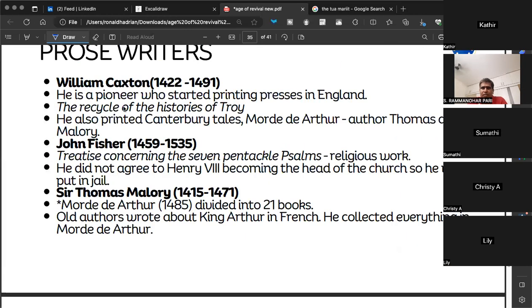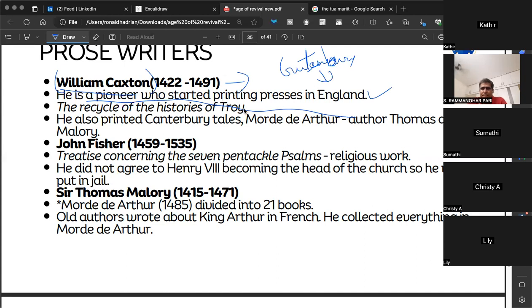William Caxton, prose writers. He's a pioneer who started printing presses in England. Who originally started printing presses? Gutenberg. Yeah, very good. But then in England, who started? William Caxton. Right now we saw, he helped publish one important book, no?